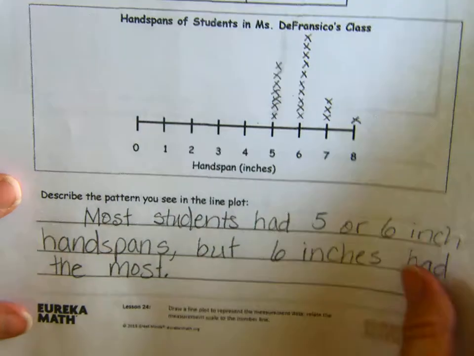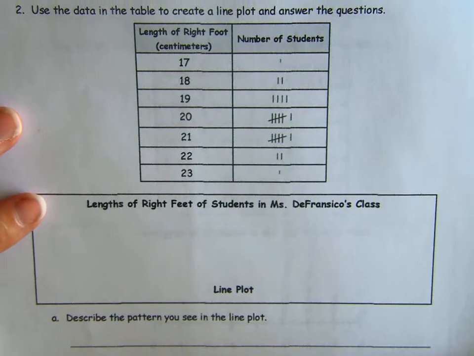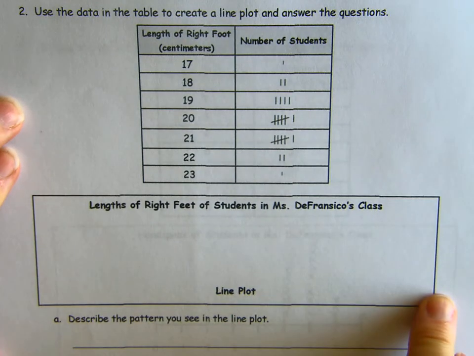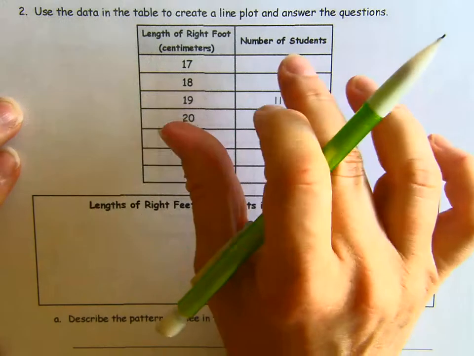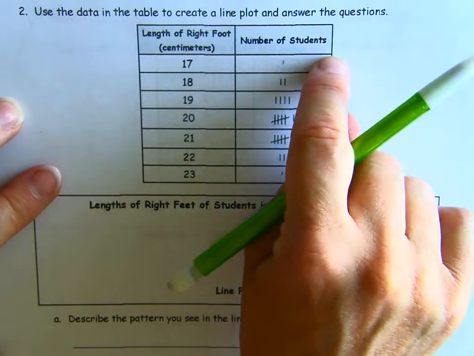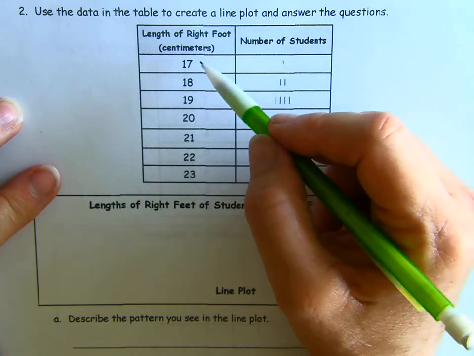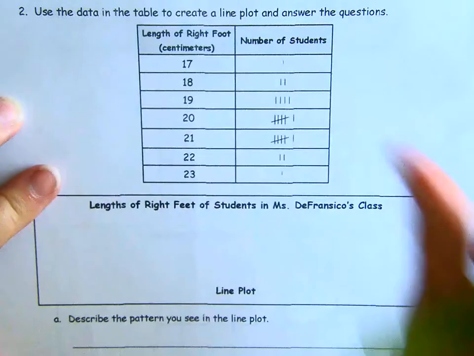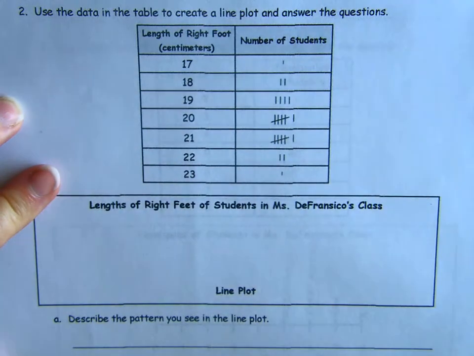All right, we're going to do the same thing on the second page. So we're moving down now to page 188. Remember, if you need extra time, you can always pause. And same thing, only this time they're going to make us draw our line and number it. Okay? So use the data in the table to create a line plot and answer the questions. So this time, instead of handspan, it's the length of the right foot in centimeters. All right. So I am looking at this. Looks like there is 1 in each of those.